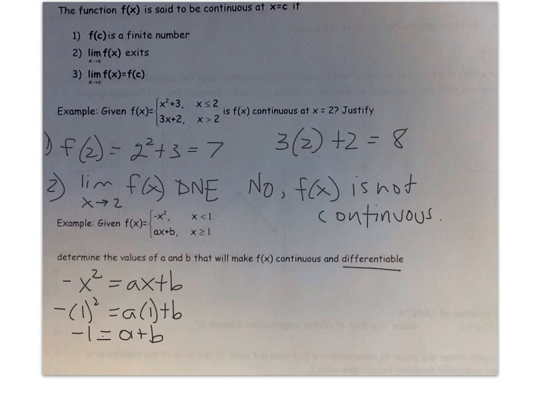Then if it's differentiable, I need it to be going toward the same derivative on both as well. So if I take the derivative of the first piece, that would be negative 2x. And if I take the derivative of the second piece, that would just be a. So I plug in 1 for my x here as well. Negative 2 times 1 would have to equal a. So that means negative 2 equals a. So now I have an a value. I can sub that into my other equation. Negative 1 equals negative 2 plus b. Add the 2 to both sides. So positive 2 and negative 1 will make 1 equal to b.